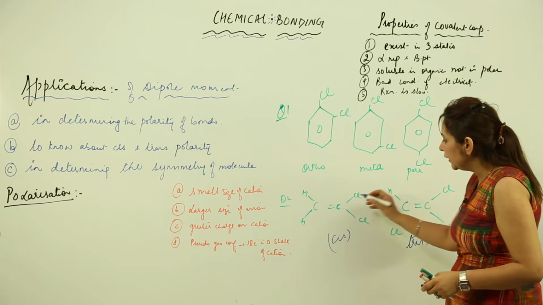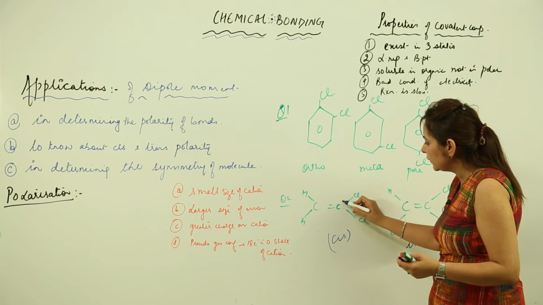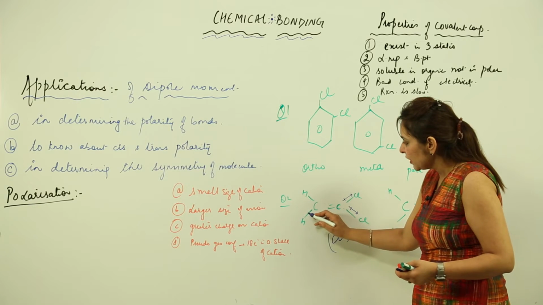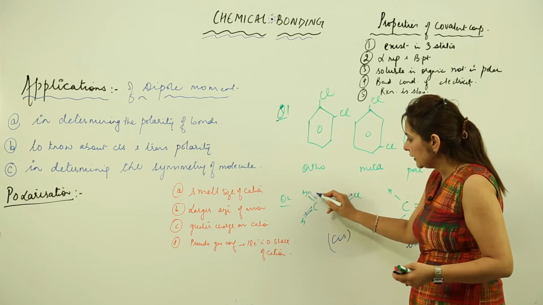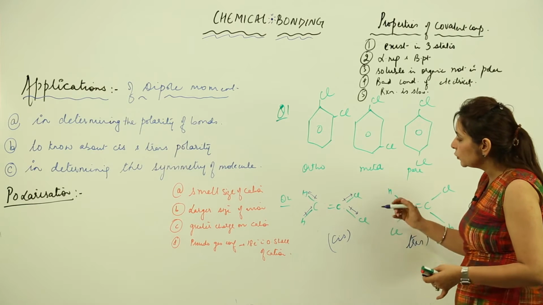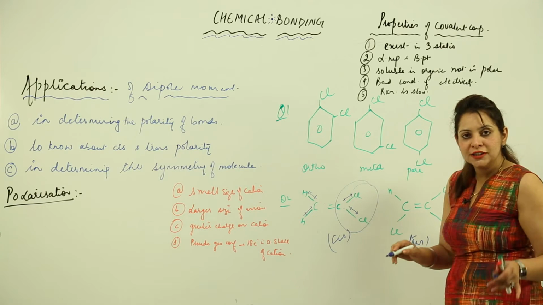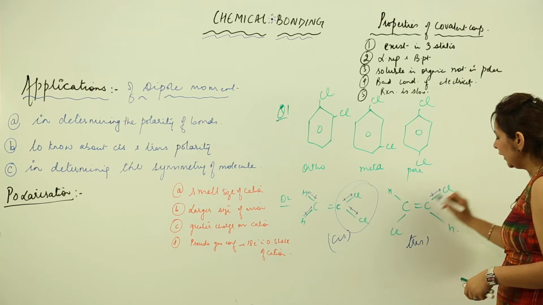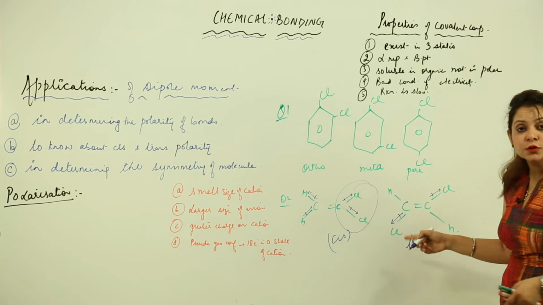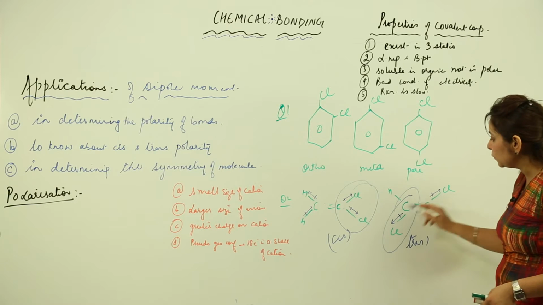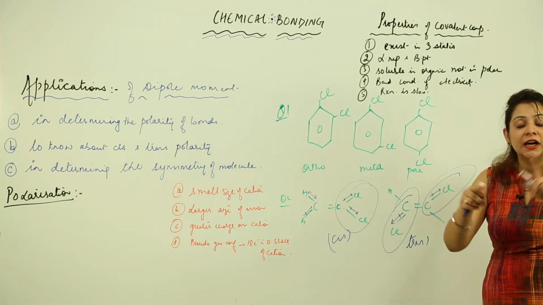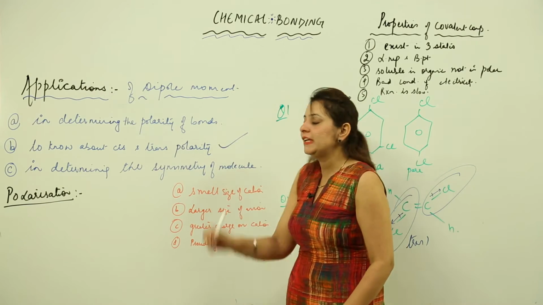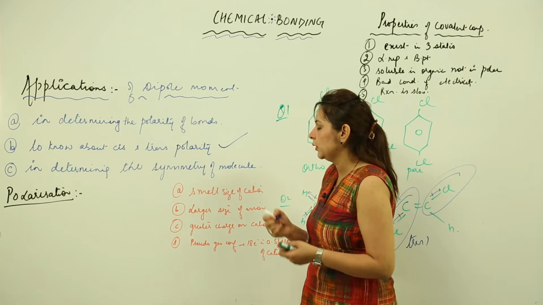So just see here, if I consider the electronegative atoms, this is more electronegative, this is more electronegative. So it is just going to have an additive effect, because it is not cancelling anything. But in this case, the dipole moment of this bond is being cancelled by this bond, because they are in opposite directions. So that tells us about the polarity of the cis and trans isomers.